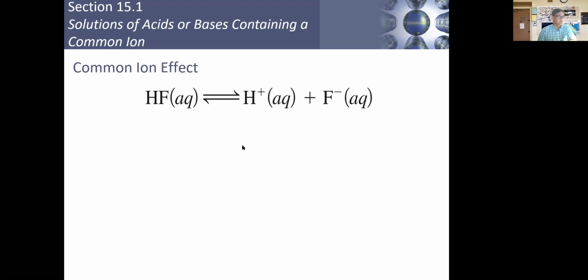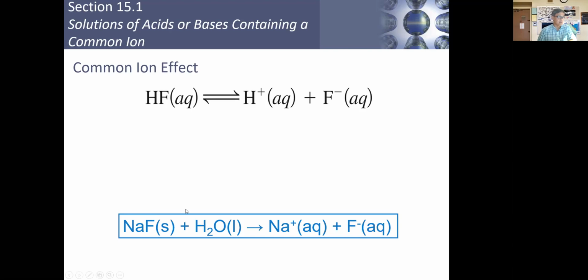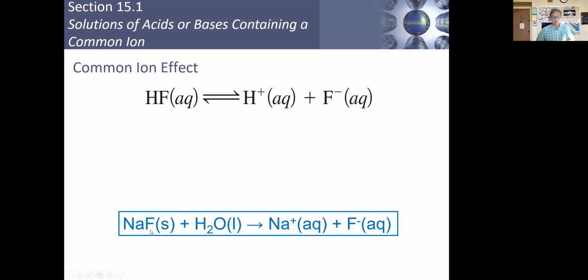Now, if we add this salt here that has the fluoride, sodium fluoride, when you dissolve it in water, will form sodium ions and fluoride ions. The common ion between these two processes here is the fluoride ion. You have the fluoride ion that both of these solutions have in common. So if you have a sodium fluoride solution and you have a hydrofluoric acid solution, the common ion here is the fluoride ion. So there's the common ion.